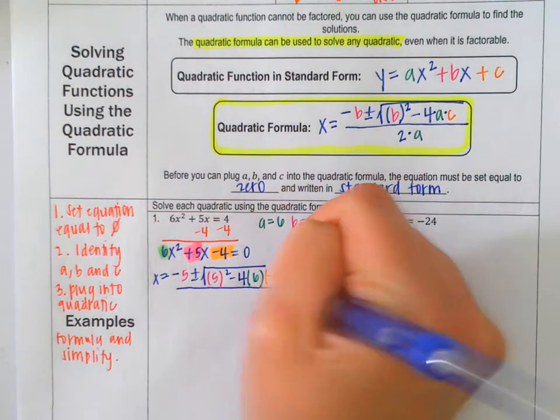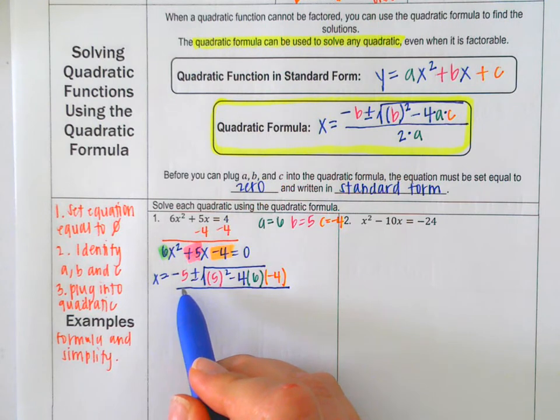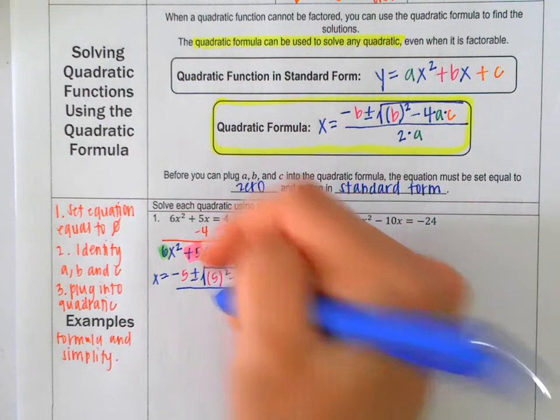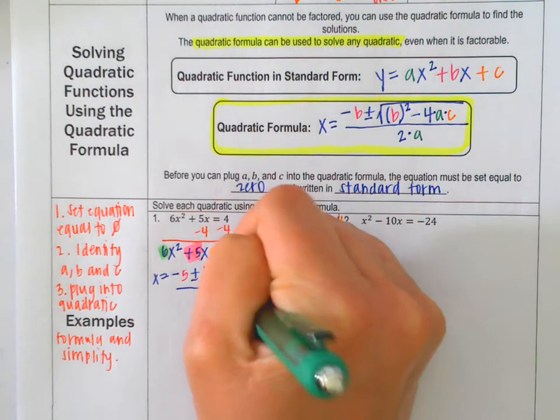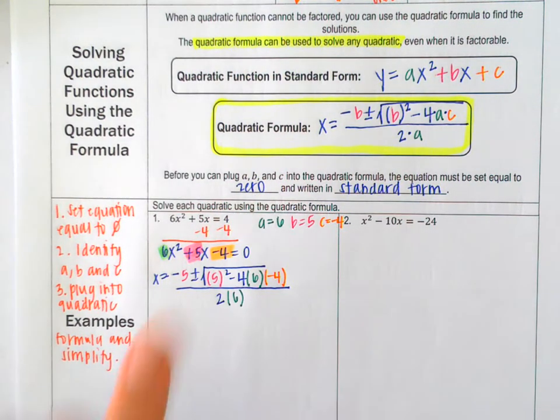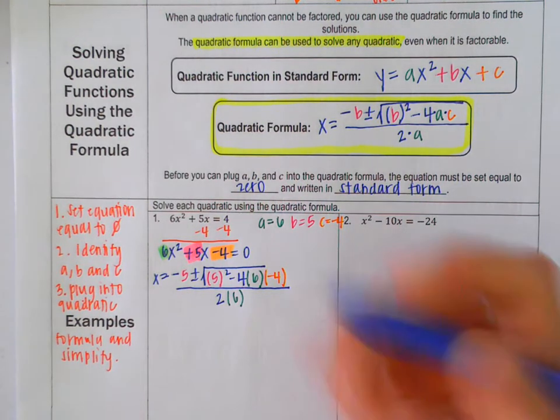All divided by, so notice how the fraction goes all the way over everything to a. Okay. So I always start by simplifying the inside first. So I simplify the 5 squared, and I simplify the 4 times 6 times -4. So I'm just going to rewrite everything else.